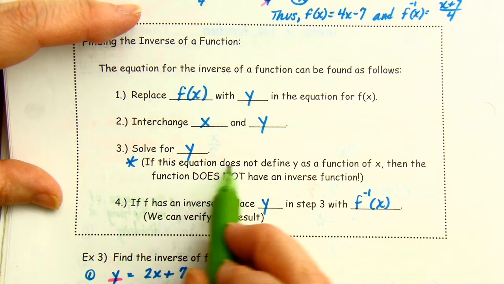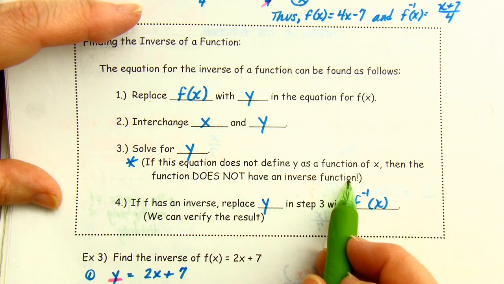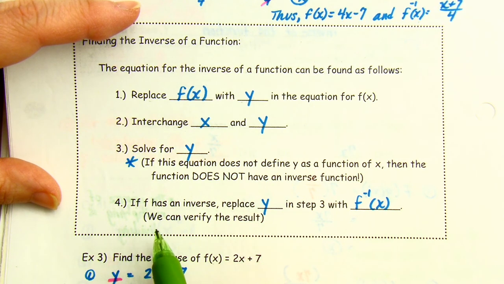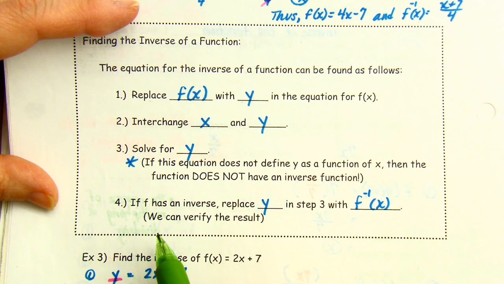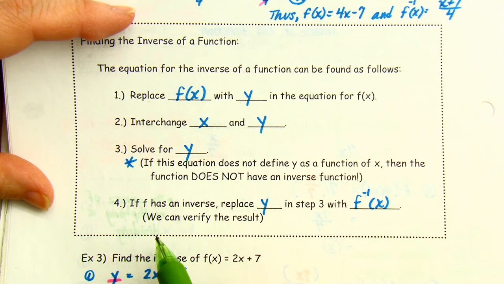If this equation does not define y as a function of x, then the function does not have an inverse function. And you can test that by finding f of g of x and g of f of x. Or sometimes you can look at the equation and say, that's not necessarily a circle, but that's a sideways parabola. That's not going to be a function. And so we can kind of tell just by looking at the equation. Is it linear? Is it quadratic? Is there plus or minus? Okay, that kind of stuff.